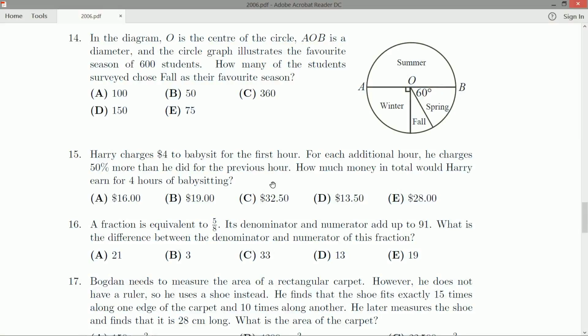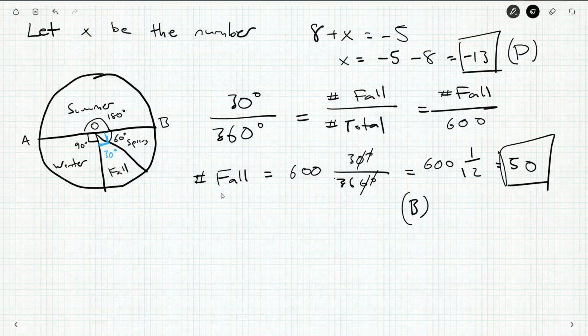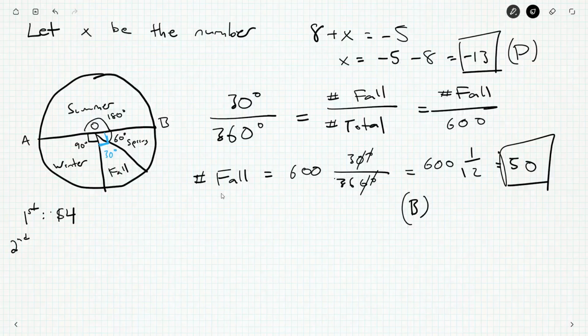Okay. So, there's only 4 hours of babysitting, so it's probably easiest just to figure out, okay, he charges $4 for the first hour, how much does he charge for the next hour, and then the third and fourth hour, and add those all up. Okay? That's likely the easiest way to go about this question, so that's going to be our approach. So, his first hour, he charges $4. Okay? And then we'll get the second hour, and then at the end we'll add it all up.